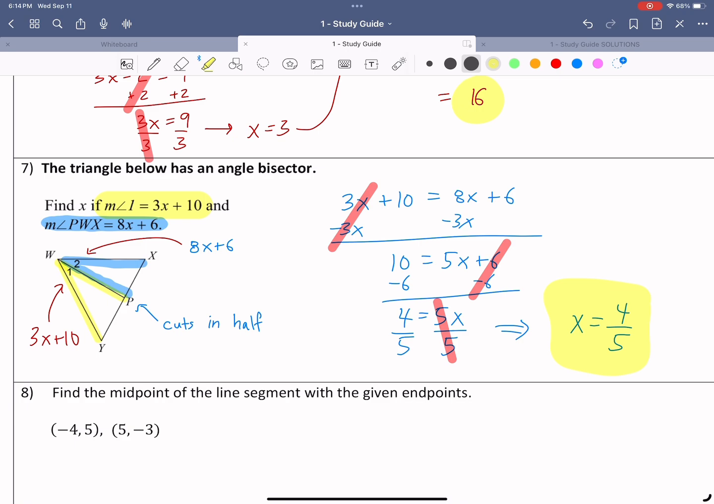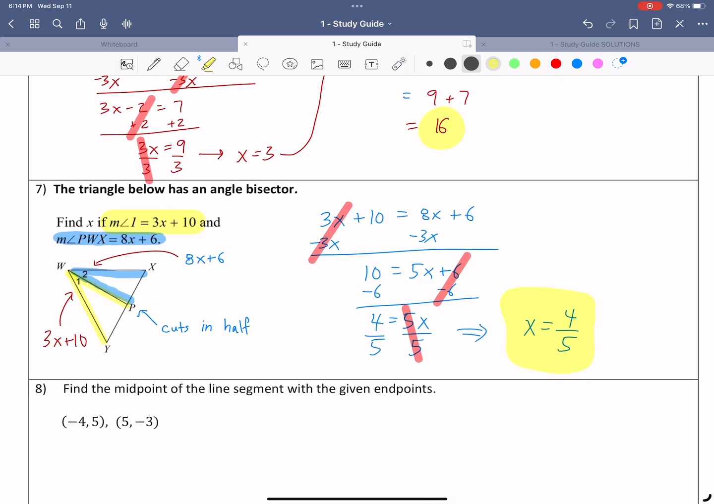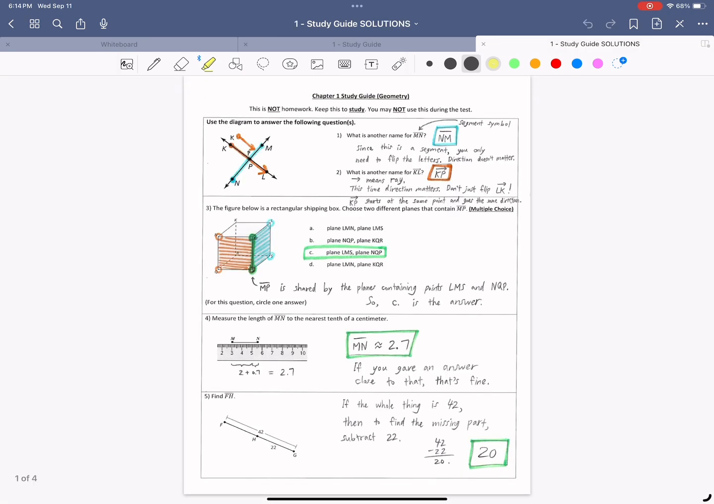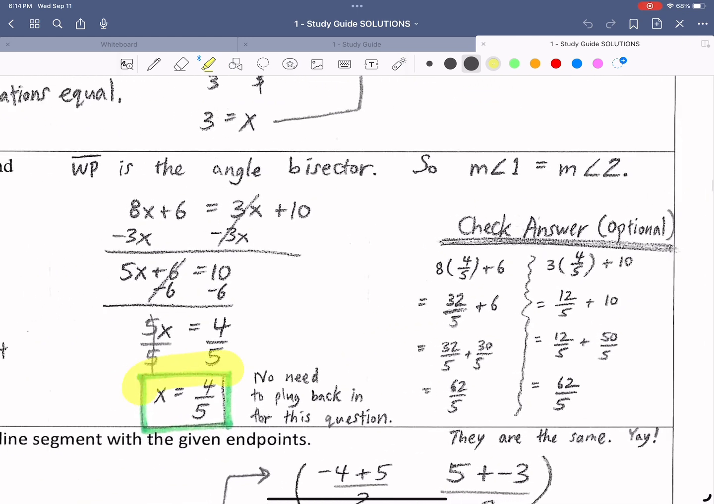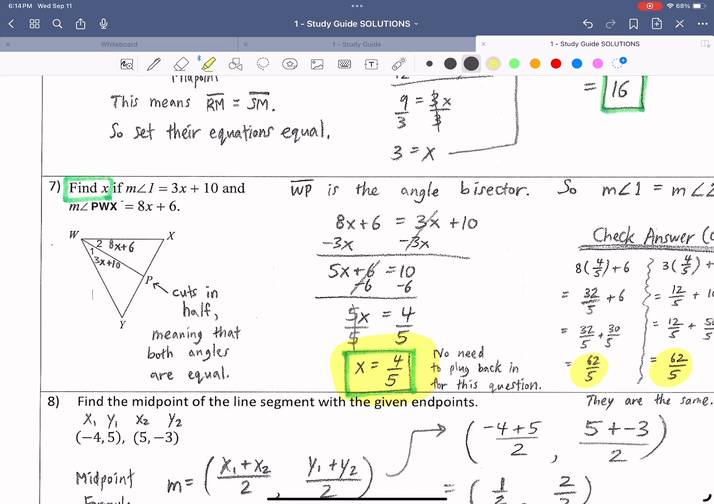You could check your answer to see if you got it right by, let me hop to the actual answer key. You could totally plug it back in. Notice that we got the same answer as what the answer key tells us. If you plug it back into either side, at either angle, you'll get the same exact length. And that's how you know that this truly was an angle bisector. It cuts it in half.